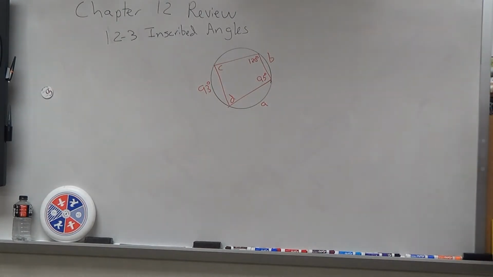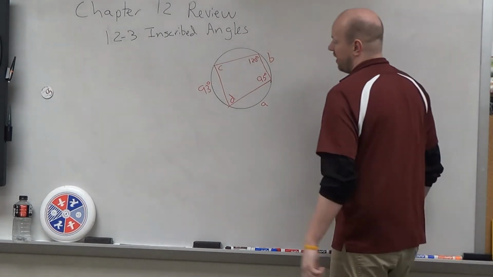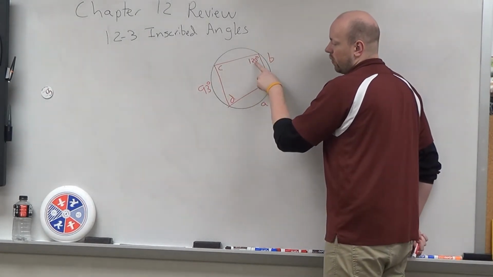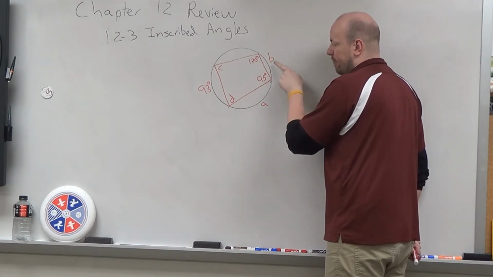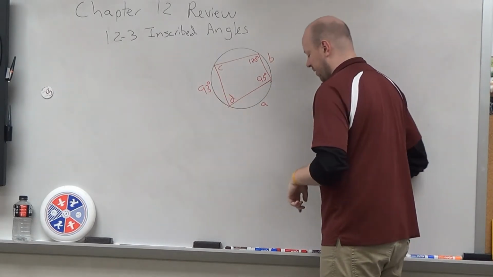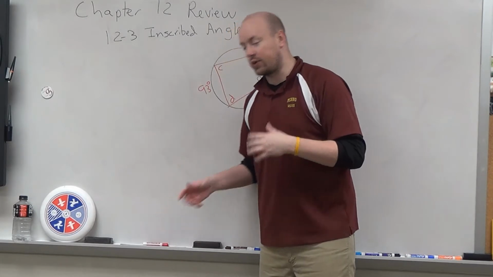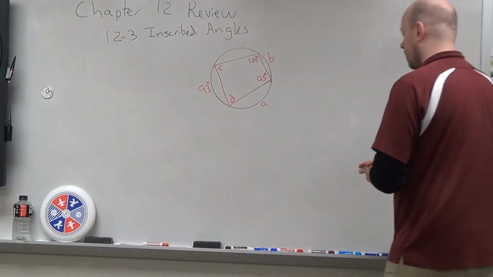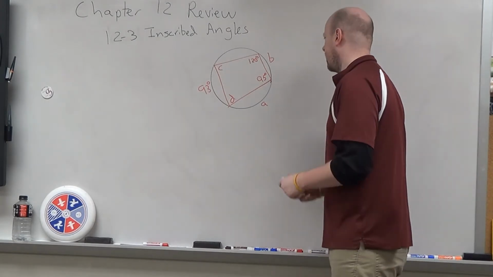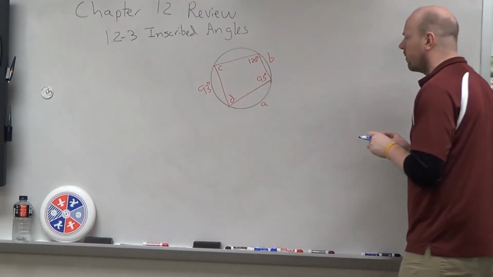So here I have a circle with a quadrilateral, and my values are C, 120, D, and 95. I get a B, an A, and a 93. So here we're going to naturally solve for A, B, C, and D. So let's start with A, sure.